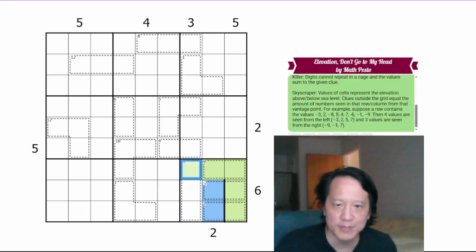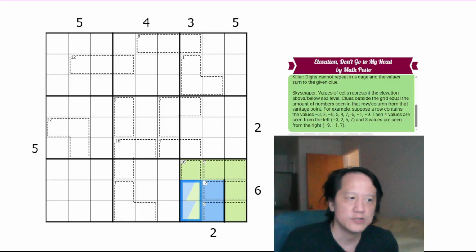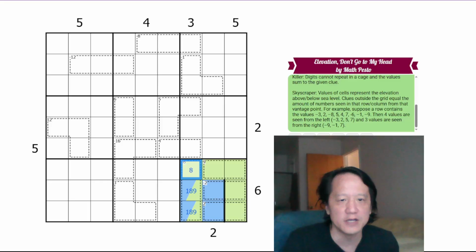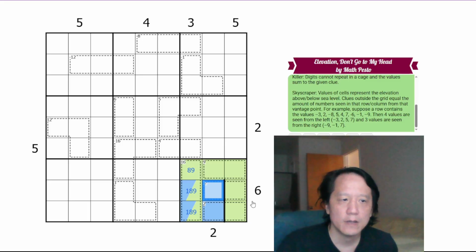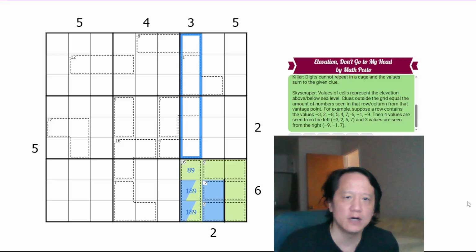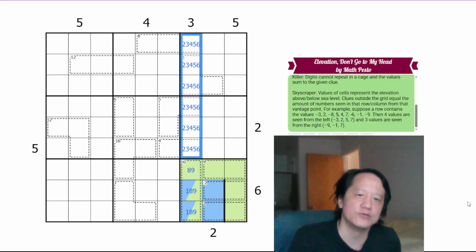So then this must be green, and one of these is green, one of these is blue. So we could have 1 with 8 or 9, and this is 8 or 9. This 1, 8, 9 triplet eliminates 1, 8, and 9 in the rest of the box and column. That's interesting. So remaining digits in this column have to be 2 through 7.